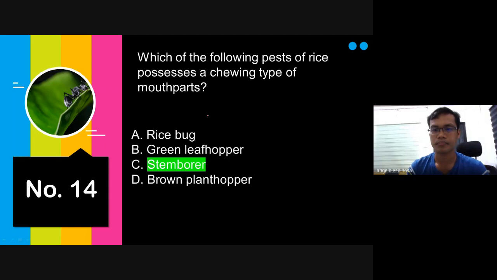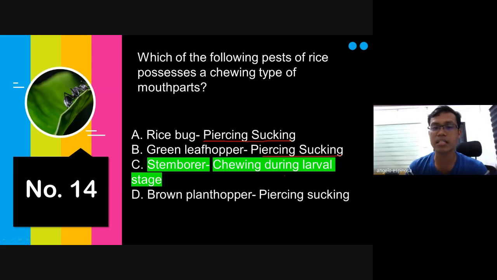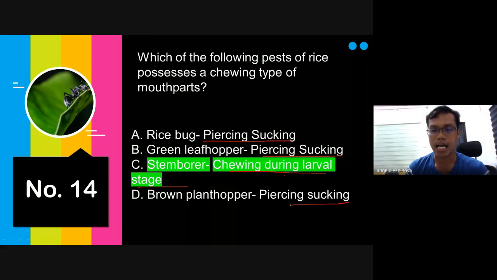We have, bakit sa stem borer, we have rice bug is piercing sa aking ang kanyang mouth parts. Ang green leaf hopper naman ay piercing sa aking. Ang stem borer is chewing during larval stage. Ang brown plant hopper naman ay piercing sa aking. Yun. Okay, take note of that.